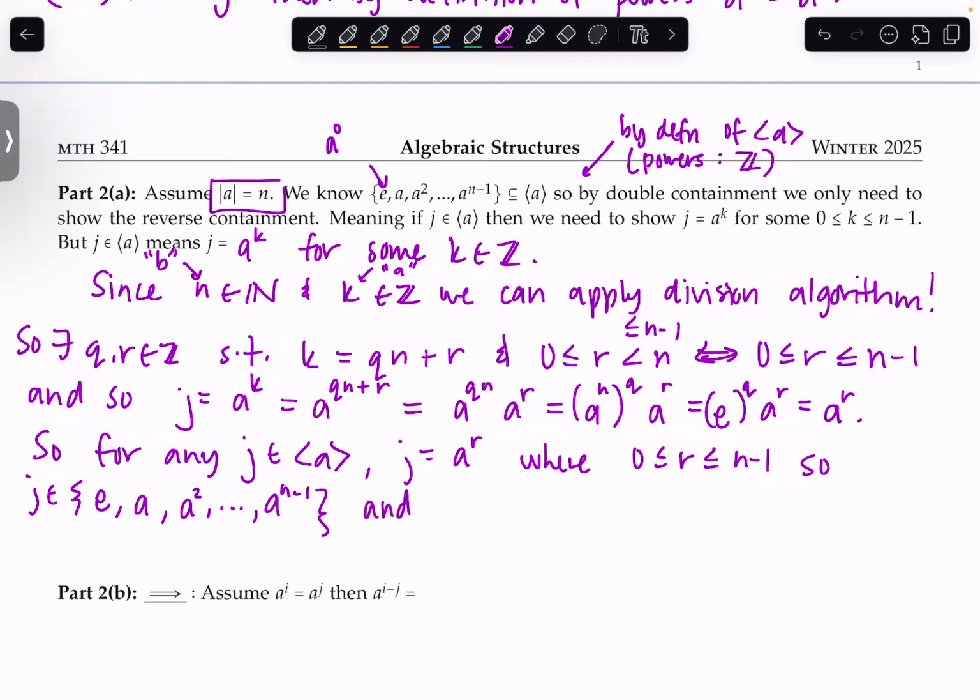Okay, so what this just did, since we already had the first containment, is it told us that the cyclic group generated by a has exactly n elements in them that look like e, a, a to the second, all the way up to a to the n minus 1. And so here we can see, right, in particular, this is for n being the order of a.